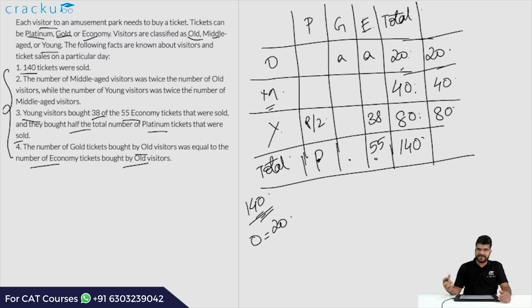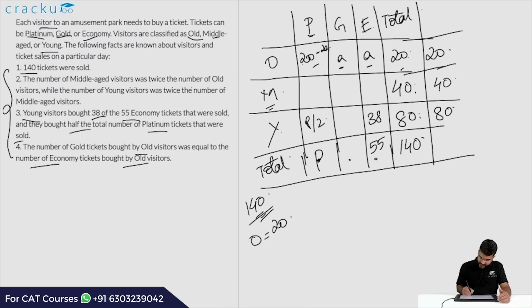Now again, let us try to fill some more details so that it will become easier for us to understand what the conditions and constraints are and how the data is distributed. For example, because the number of gold and economy tickets bought by old visitors is A each, the number of platinum tickets bought by old visitors will be 20 minus 2A, because you want the sum of all the tickets bought by old people to be 20.